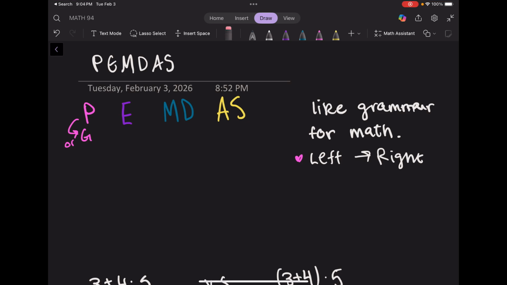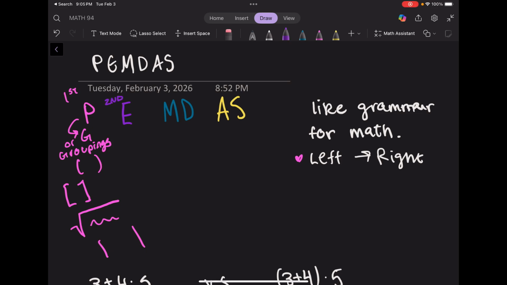So, the P stands for parentheses, but I like to think of it as groups because we can have things that aren't parentheses. We do have parentheses, but we also have brackets. We can have big square roots as well, where we have some operations inside of there. We can have absolute value. Yeah, so that's for parentheses, or G. So I like to think of it as groupings. These will always come first.